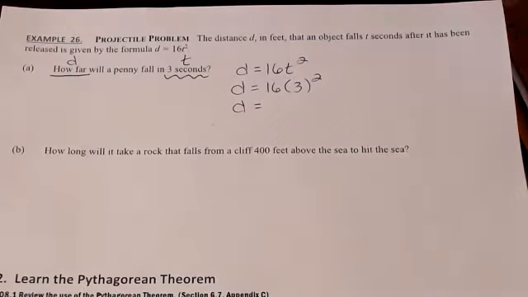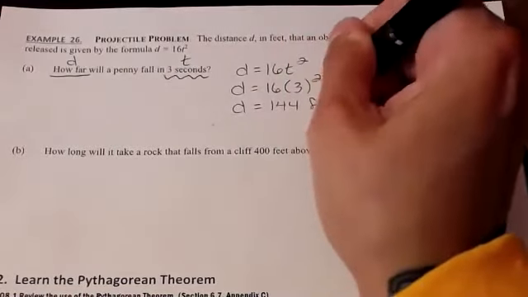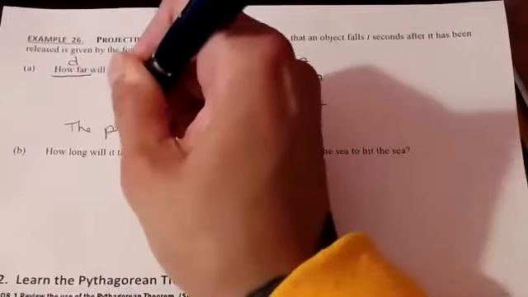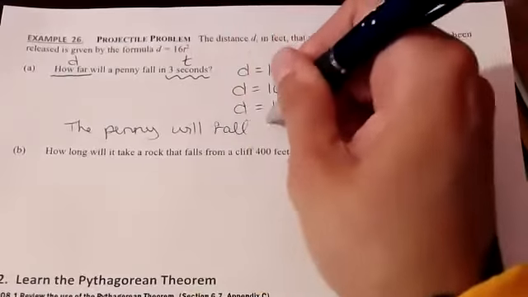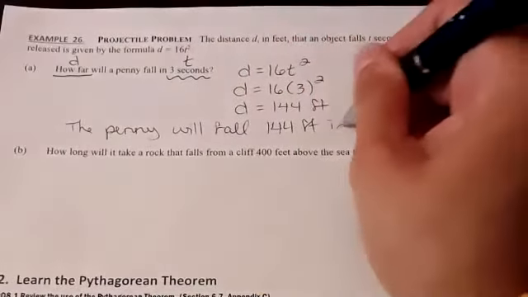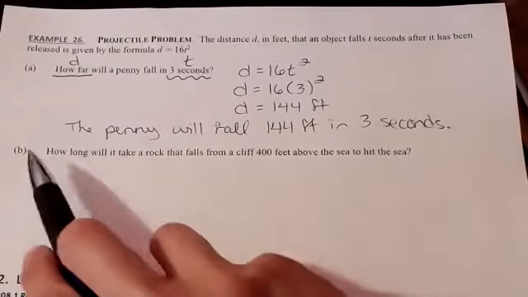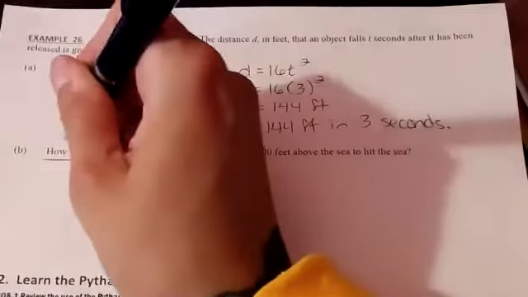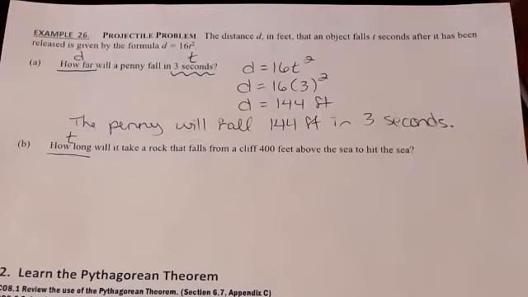Jose, what do you get when you punch this into your calculator? 144. Awesome. So the distance is going to be 144 feet. So the penny will fall 144 feet in 3 seconds. Perfect. How long? That's time, right? I always like identifying the pieces that we're looking for, the things that we need.